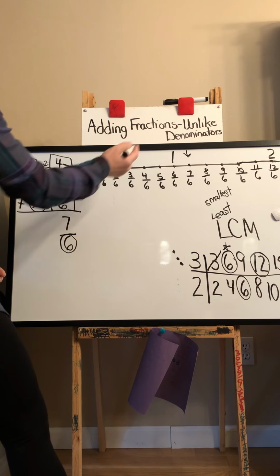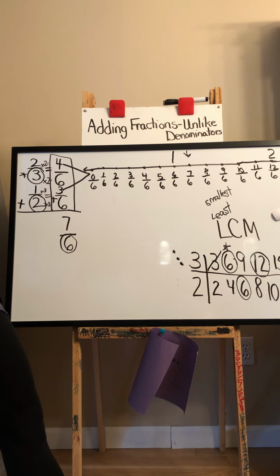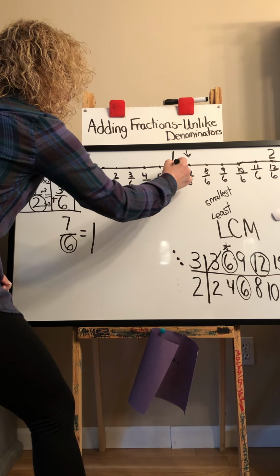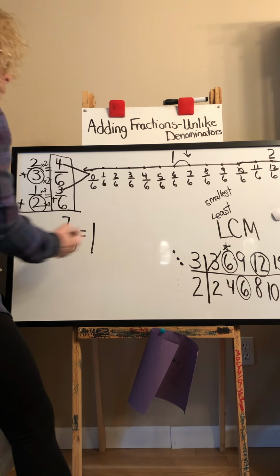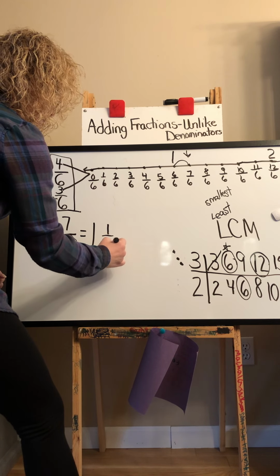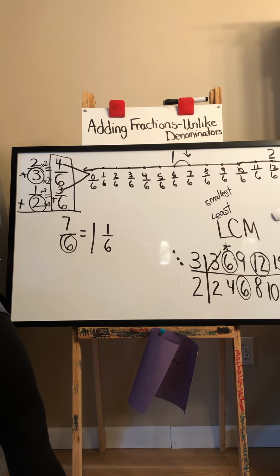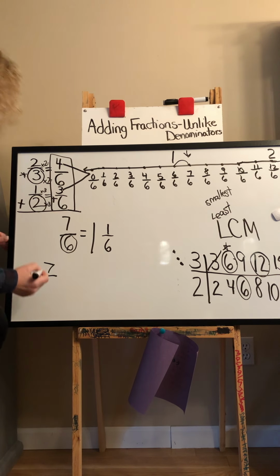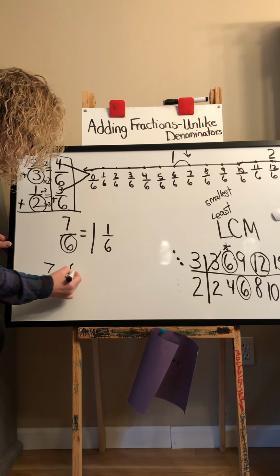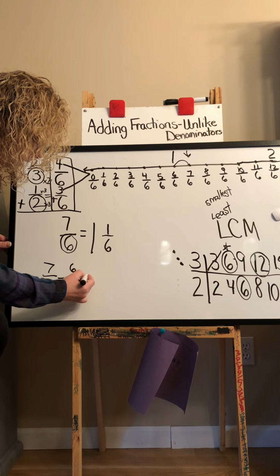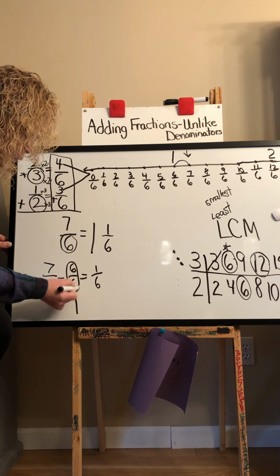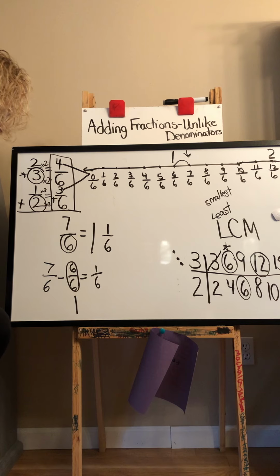7/6 is one whole and some left over. So 7/6 equals one whole and how many equal parts? One equal part over 6. So it's 1 and 1/6. Another way of doing it would have been 7/6 minus 6/6 equals 1/6. So that meant I took out one whole and 1/6. So 7/6 is one whole and 1/6.